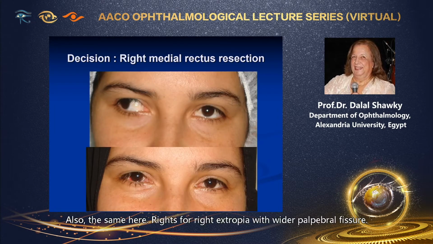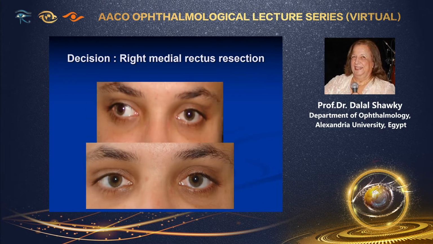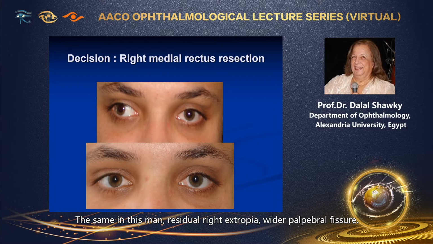Also the same here, for right exotropia with wider palpebral fissure. The decision was right major rectus resection, and this is the post-operative. Parallel eyes and equal palpebral fissure width. The same in this man. Residual right exotropia, wider palpebral fissure, decision for reoperation, right major rectus resection, and this is the post-operative. Good alignment and equal palpebral fissure width.